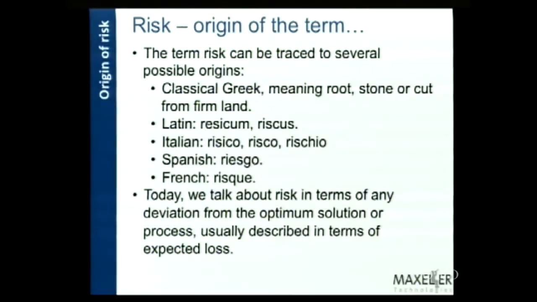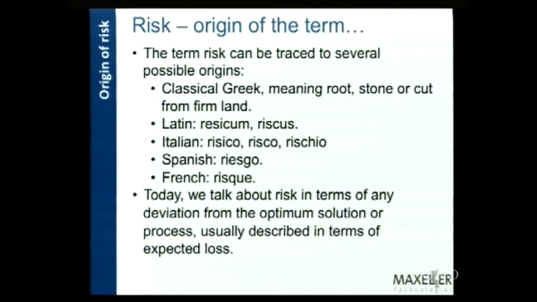It was quite interesting when I actually looked it up. Someone asked me what the origin of the word risk was, and it's quite confusing. The Greeks claim it, the Romans claim it, the Italians claim it, the Spanish claim it, the French claim it. But today we basically talk about risk as being any deviation from an optimum solution or process, usually described in terms of expected loss.